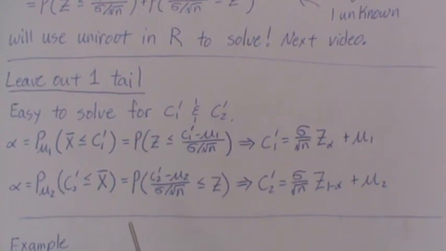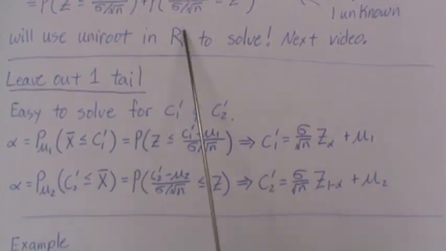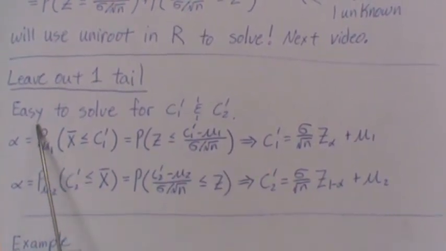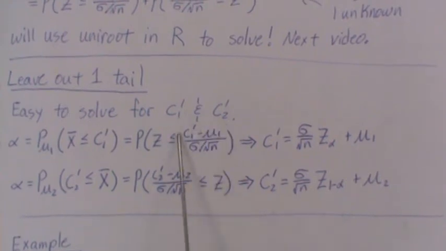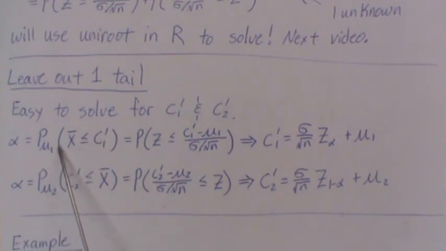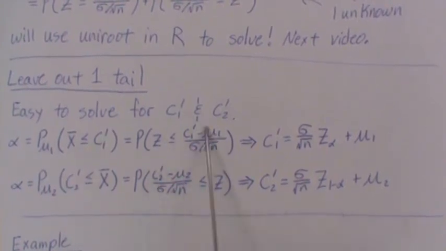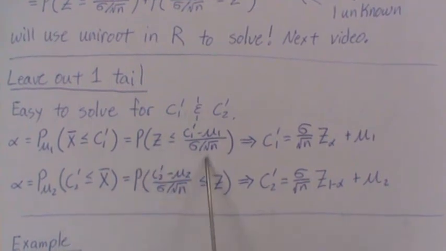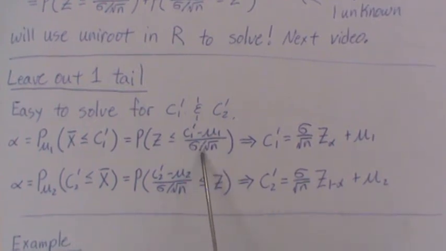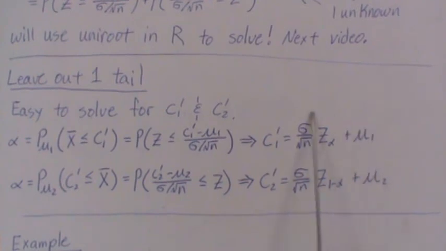Now, of course, with today's computers, why wouldn't you always do the uniformly most powerful unbiased test? But this is so easy to solve for C1 and C2. So here's the test. Alpha is equal to this, so it's the probability that x bar is less than C1. Subtract the mean, mu1, divide by standard deviation, we get this. We want this to be 0.05, or alpha. And so this has to be z sub alpha. And then you set this equal to z sub alpha and solve for C1 prime, you get this.